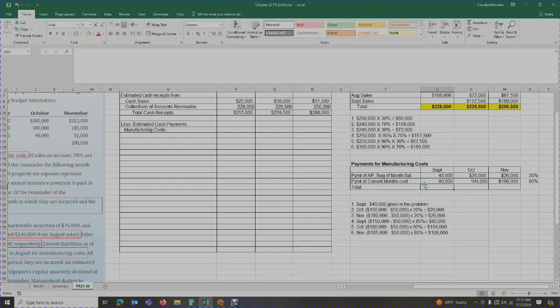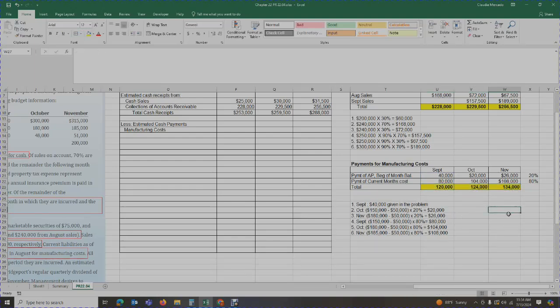So we've calculated the 20% that is going to be paid the following month after the manufacturing costs have been incurred, and then the current month, 80% of what we're going to pay this month. Now we're going to get a total. We're going to add those two numbers together. So in September, we're going to pay $120,000, in October $124,000, and in November $134,000. So all of the calculations are outlined here.